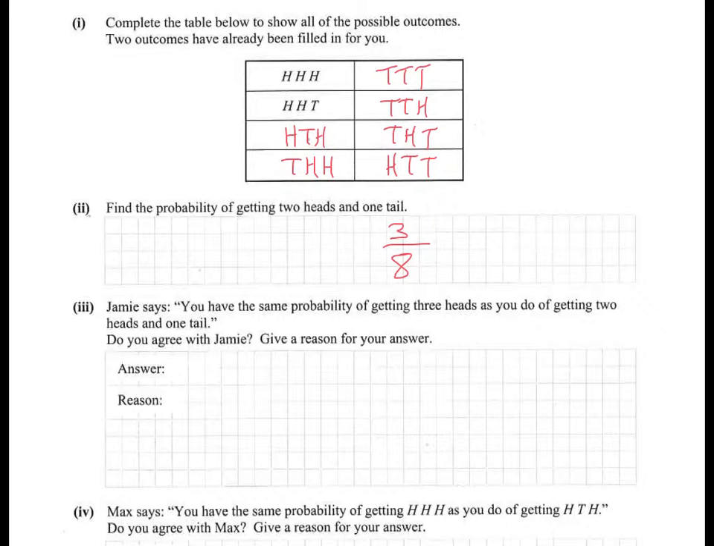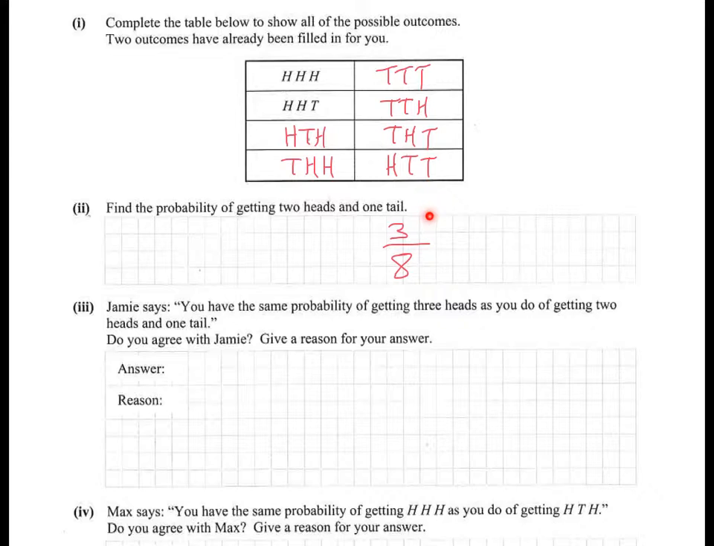Moving on, we've got one of these sort of thinking questions where you're expected to really read the question carefully, think about it, and try to work out what they're talking about. And it's getting you to think more deeply than just the basic mathematical sums. So Jamie says you have the same probability of getting 3 heads as you do for getting 2 heads and a tail. And when it says 2 heads and a tail, it's meaning in any order. That's the whole point of the previous question.